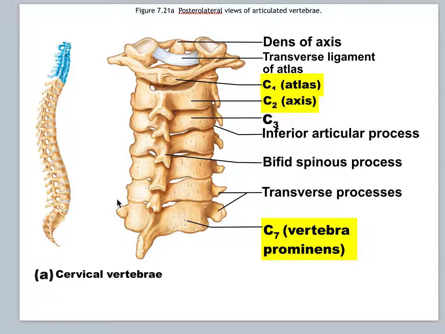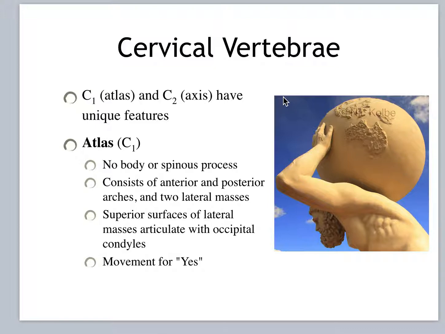There are two unique vertebrae in the cervical spine, C1 and C2. C1 is commonly called the atlas, C2 is called the axis. I wonder why it has such an interesting name. Do you remember in Greek mythology, Atlas was the strong man who held the world on his shoulders? C1 is analogous to Atlas, who carries the world on his shoulders. C1 carries the skull on its shoulders. So it's called the atlas.